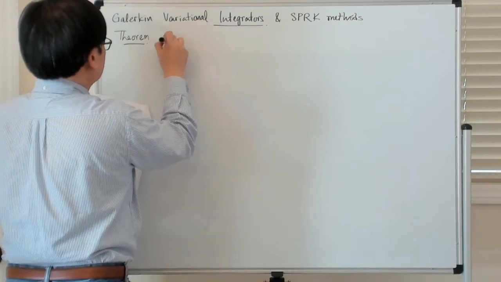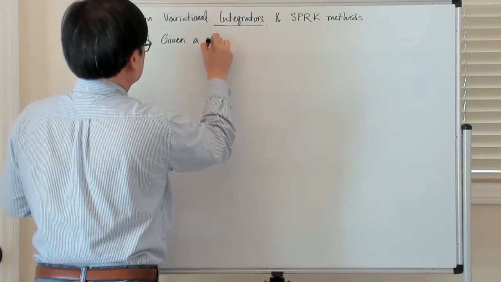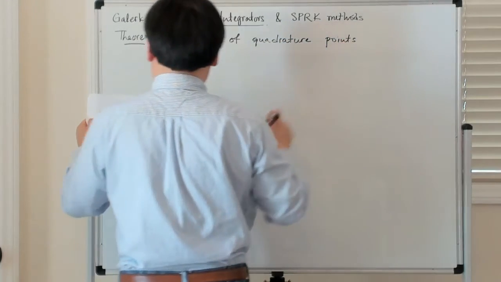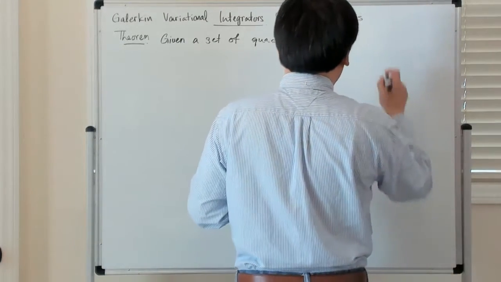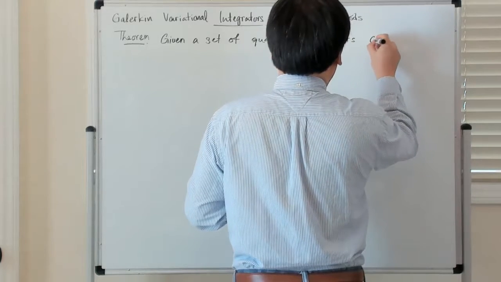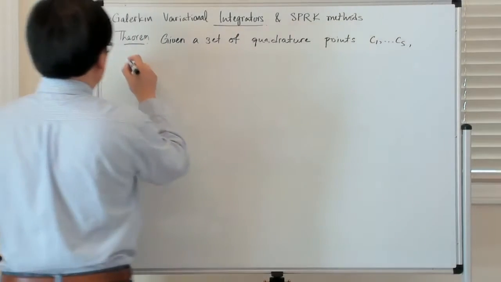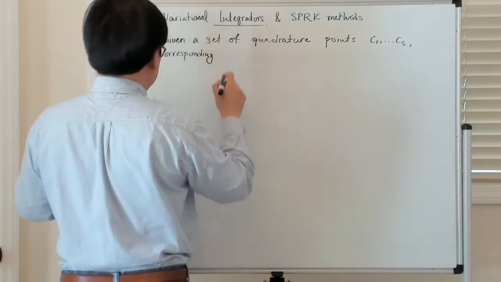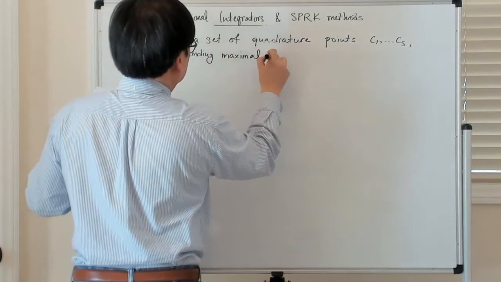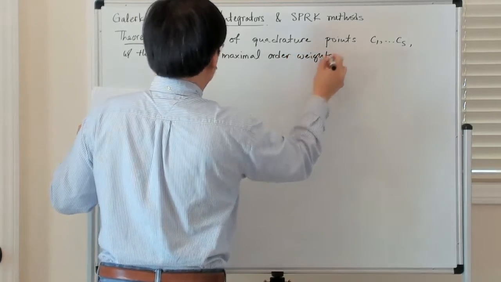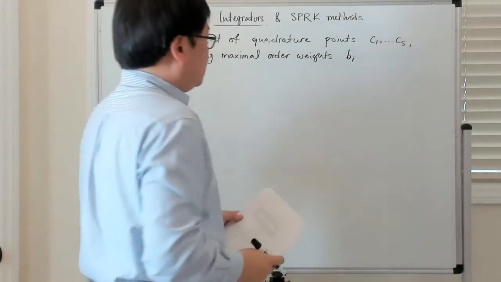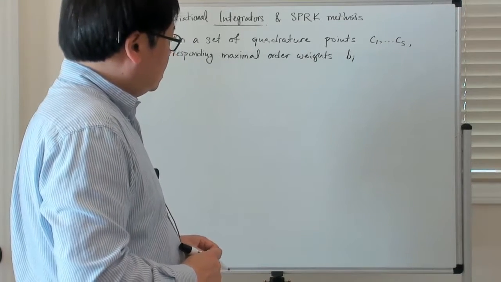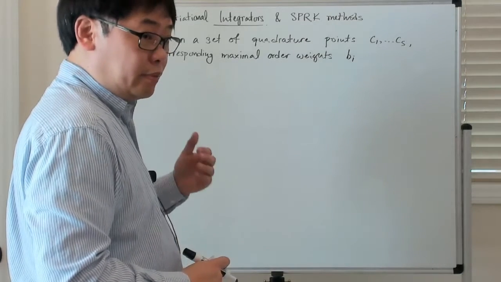Okay, so if you're given a set of quadrature points, let's call them C1 to CS, with the corresponding maximal order weights, let's call it BI. The maximal order weights really just come from integrating the Lagrange polynomial associated with these quadrature points C1 to CS, on the interval from 0 to 1, right?